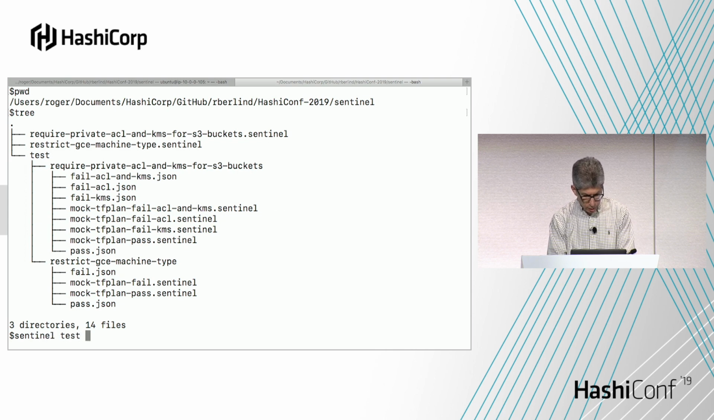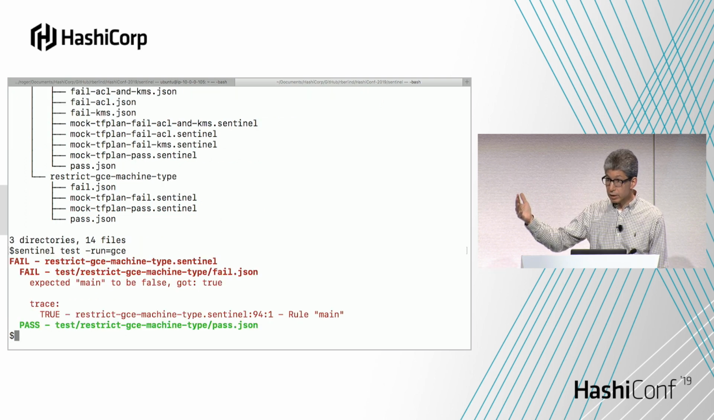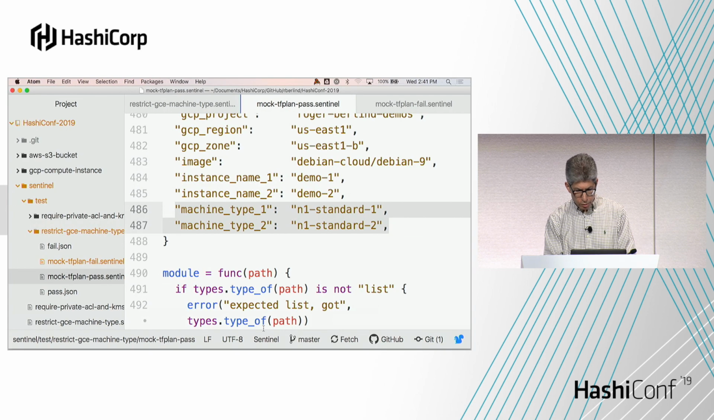Sentinel test, and I'm going to say -run equals GCE. All right, so the first one failed. This failed JSON, it's all in red. It failed because we expected the main rule to be false, but we got true. The pass test case was okay, that was green. So let's go back to the editor and fix this.